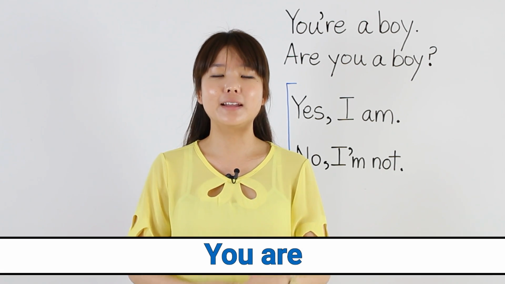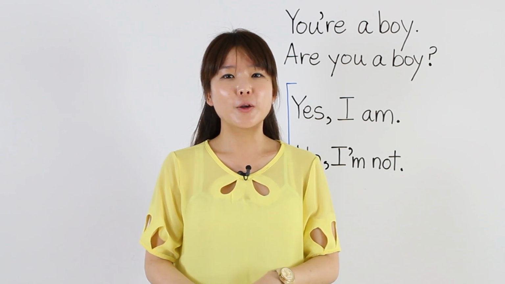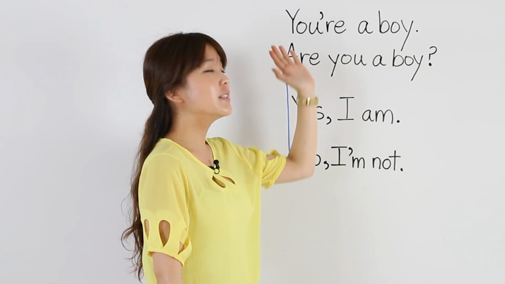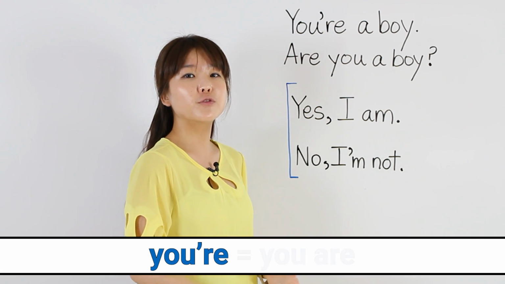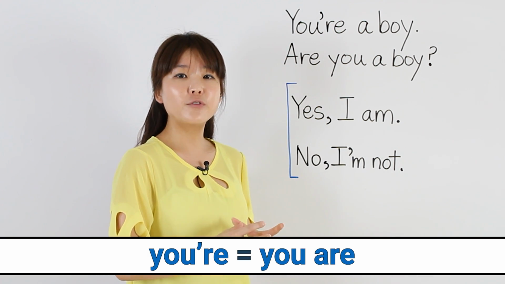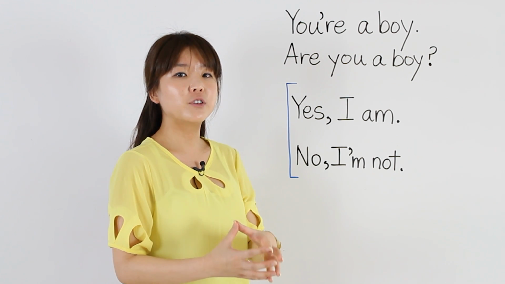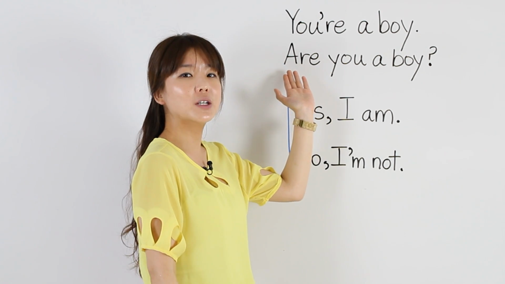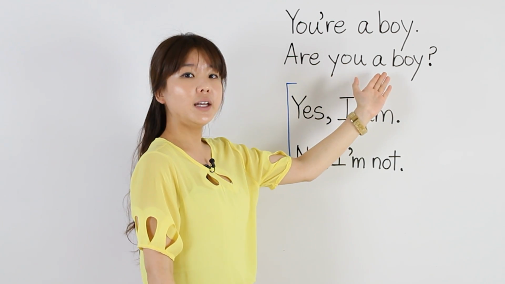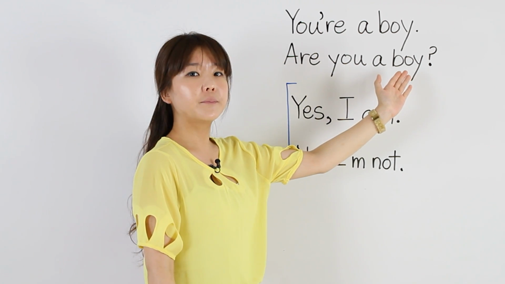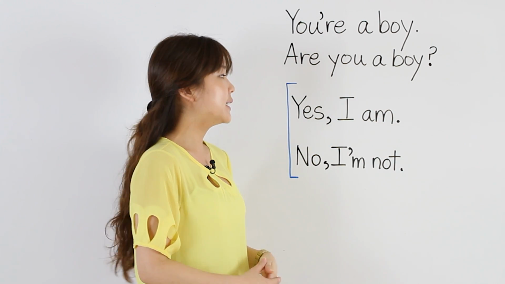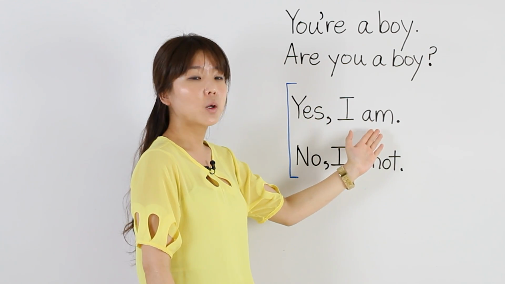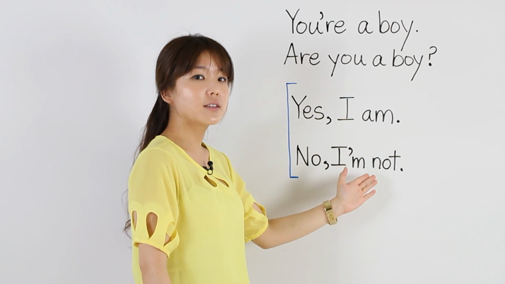Now we're going to move on to you are and put that in a question. Okay, on the board, the sentence says, you're a boy. Remember, you're is a contraction for you are. The be verb is are. So we have to put that in the front of the question. Are you a boy? Okay, when we answer, it's very simple. We can say, yes, I am, or no, I'm not.